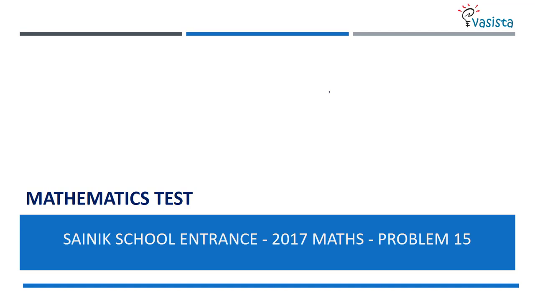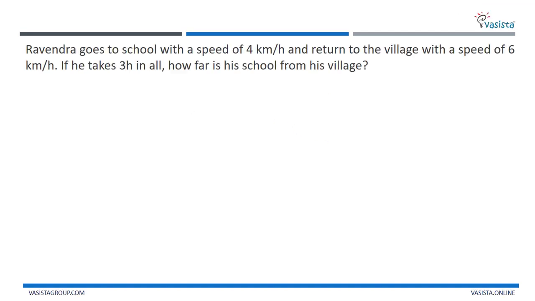Fine. This is problem number 15. Let me start working on it. Ravendra goes to school with a speed of 4 km per hour and returns to the village with a speed of 6 km per hour. If he takes 3 hours in all, how far is his school from his village?